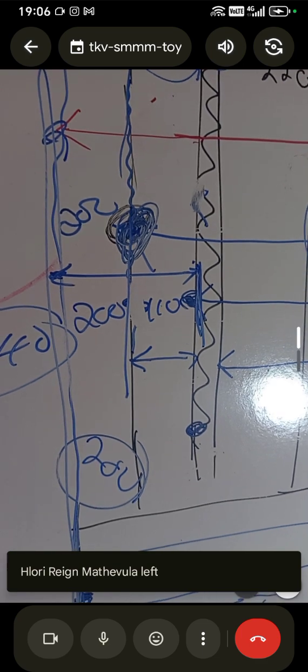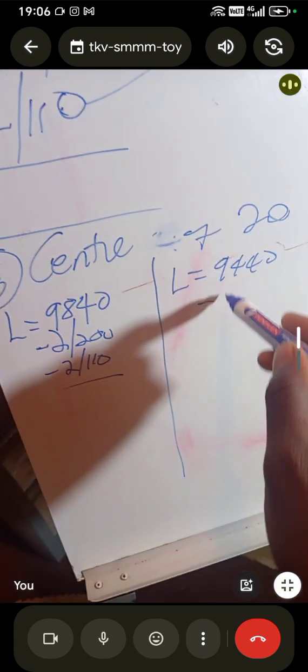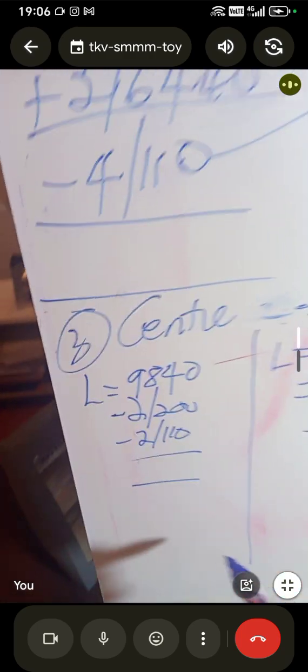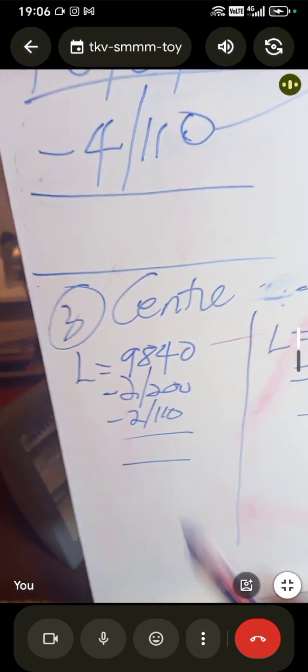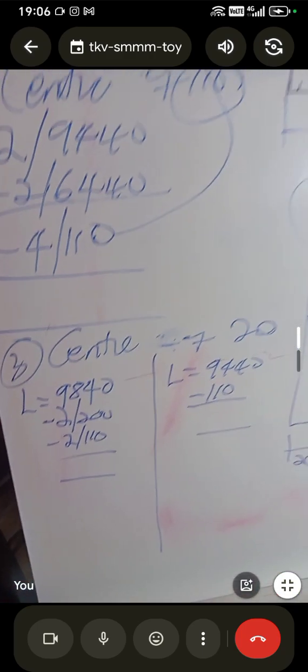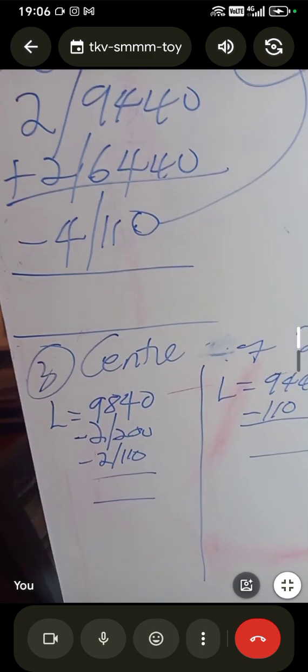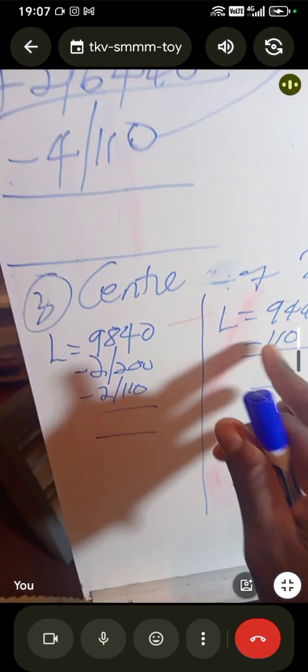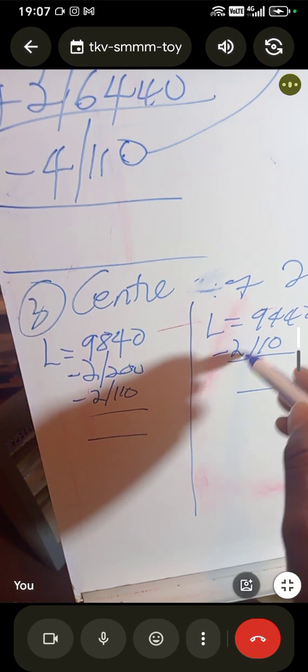So that depends. Which one do you want to use? So let's see. What is the answer here? Why do we, on the other side, minus only 110? Why don't we say 2 times 110? Yes, sorry. Okay, 2 of 110 on both sides. Thank you for that.